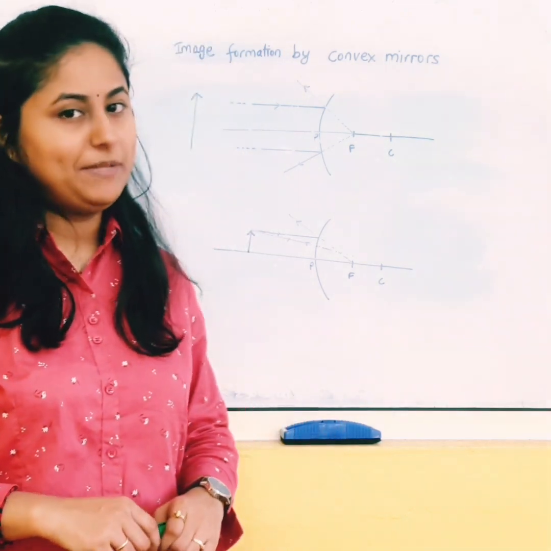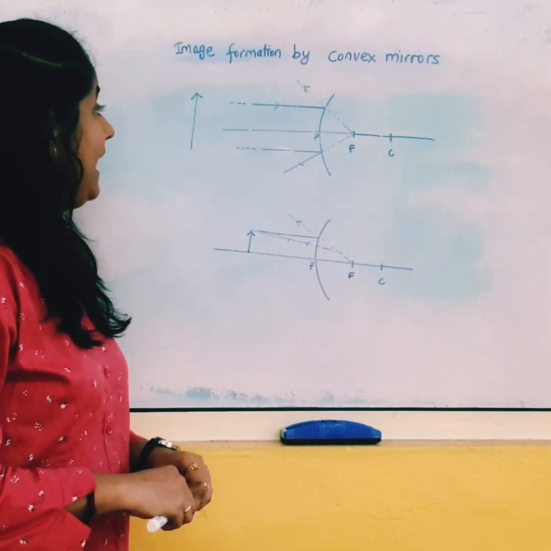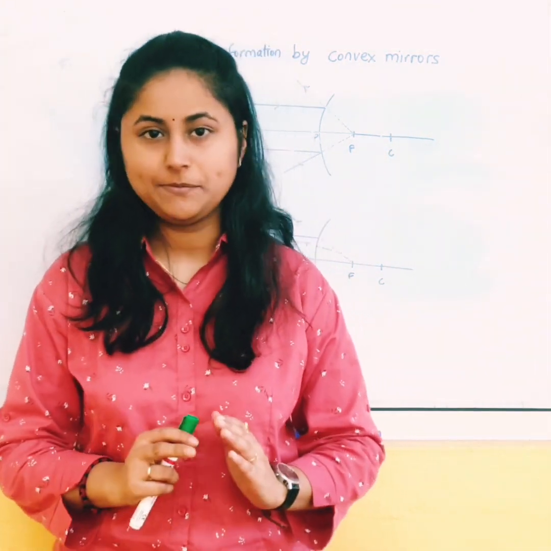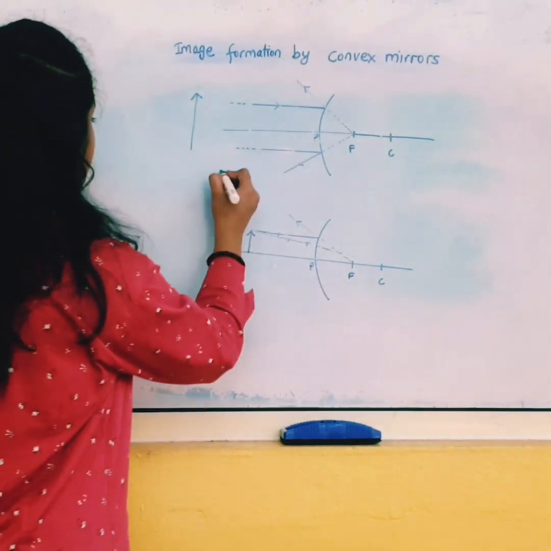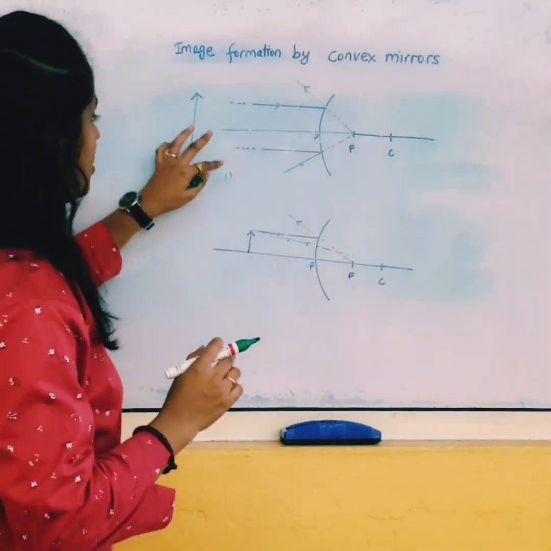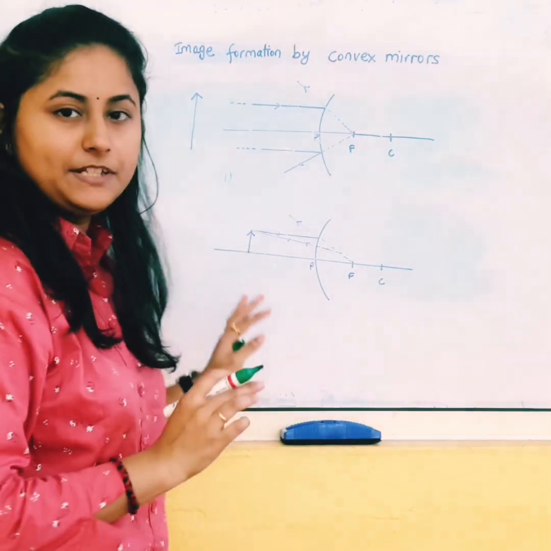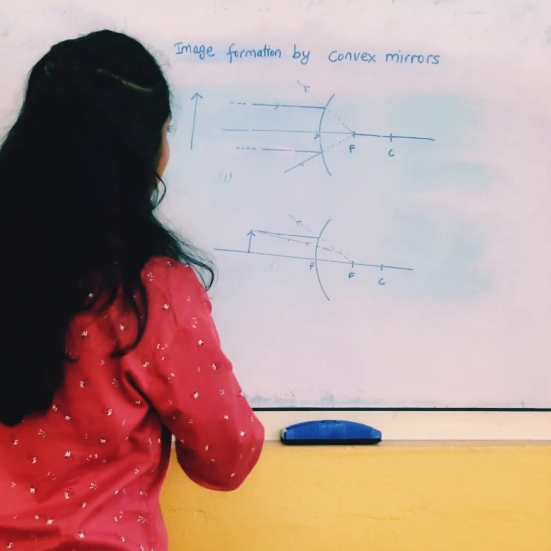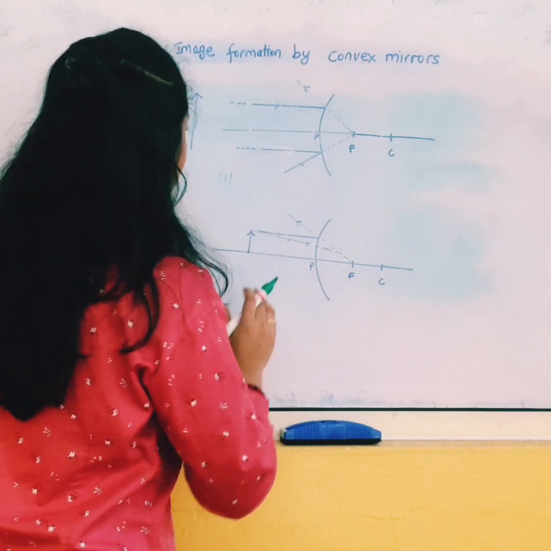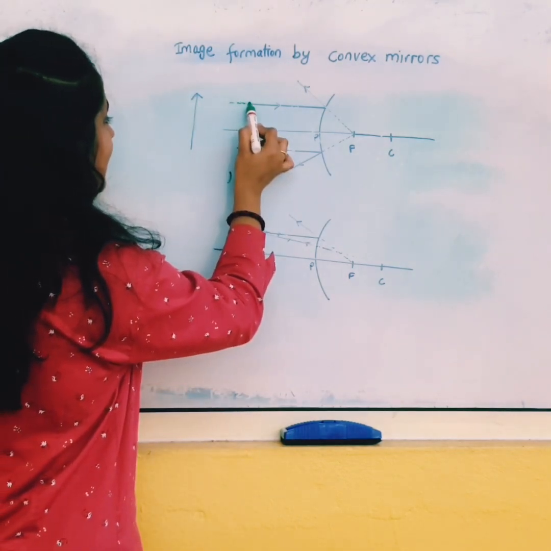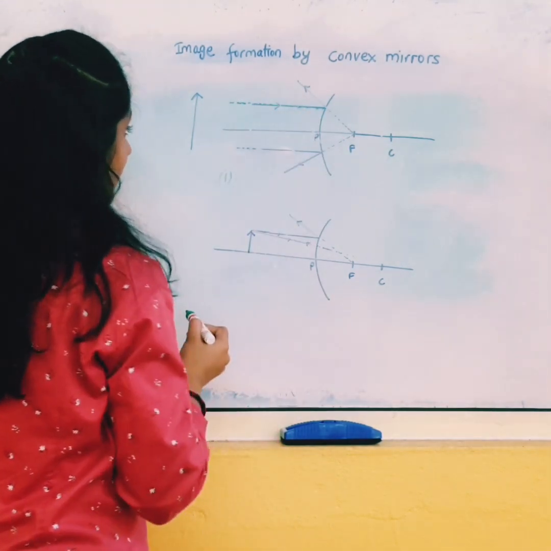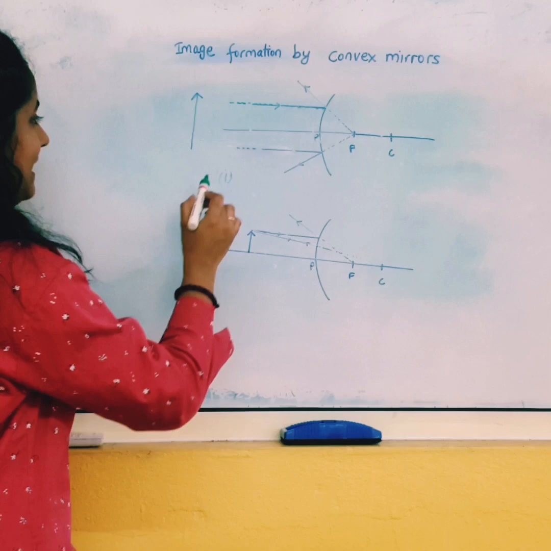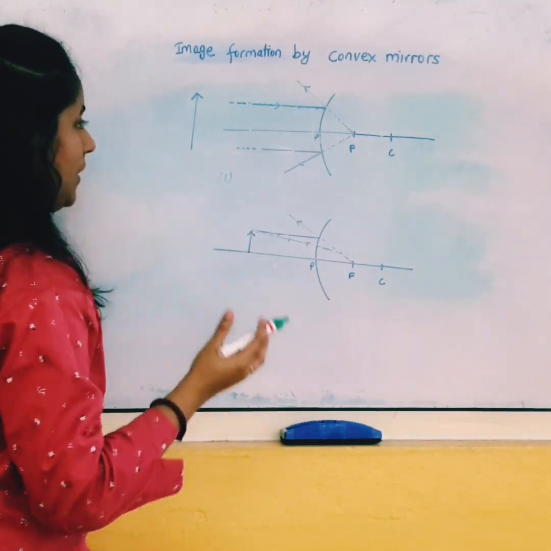Okay, so now we have image formation by convex mirrors, and there are only two cases given to us in case of image formation by convex mirrors. The first case is when the position of the object is at infinity. The object lies at infinity. Now we are going to draw a ray diagram to find out where the image is formed. In the first case, the ray will come parallel to the principal axis. As you know, you can take any ray from the ray diagrams, but let's take the same one which is given in the textbook.